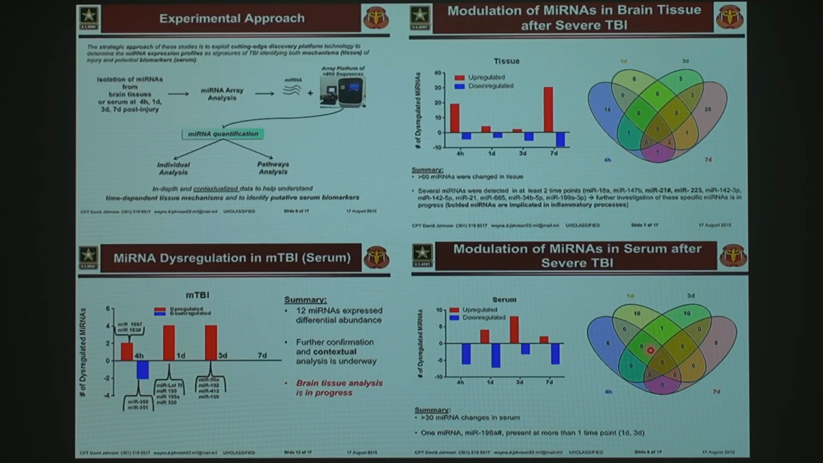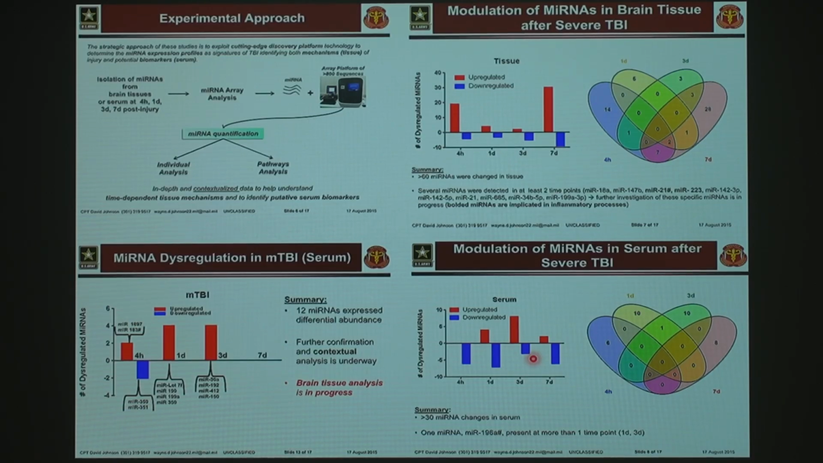So what we found after severe traumatic brain injury in brain tissue, we found over 60 microRNAs changed for all of the time course tested, both upregulated and downregulated. And this is just showing the overlap of changes. We found multiple microRNAs changed at more than one time point, in particular, the ones bolded, MIR21 and MIR223. Those microRNAs are implicated in cytokine production, as we know that's involved in inflammation.